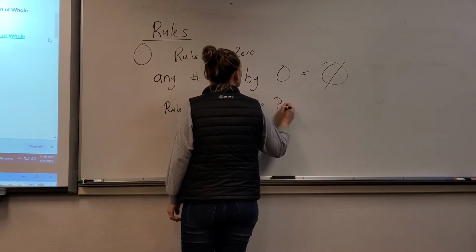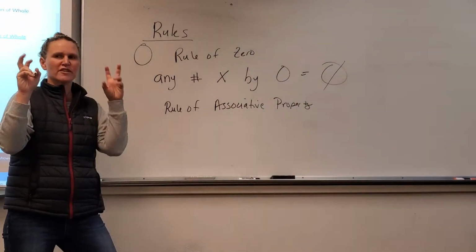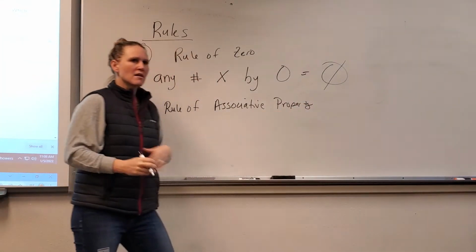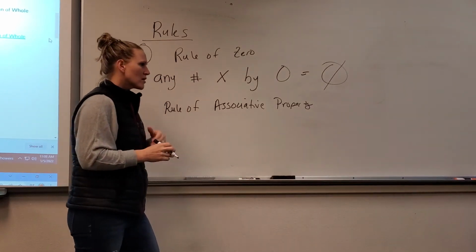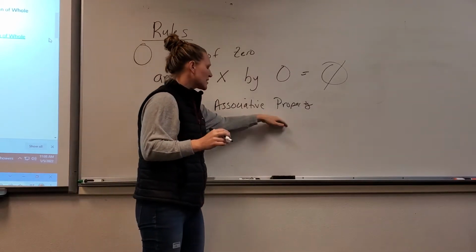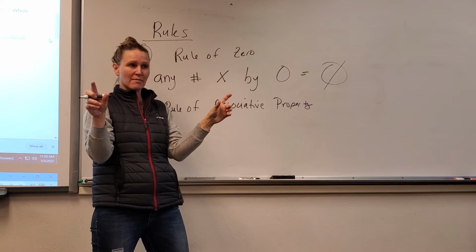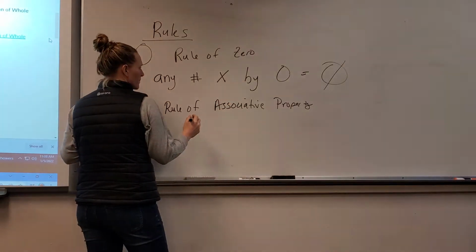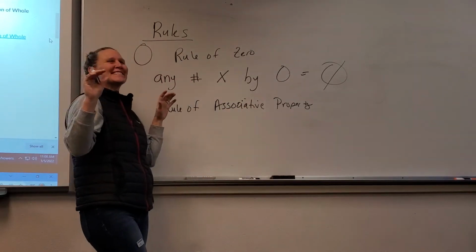Here's another rule, and I don't care so much that you know the name. It's called the associative property. Properties in math are rules, they're laws. The associative property tells me that I can flip numbers around and still get the same answer. Is that a U? No, this is a C and an I. My handwriting is so bad.